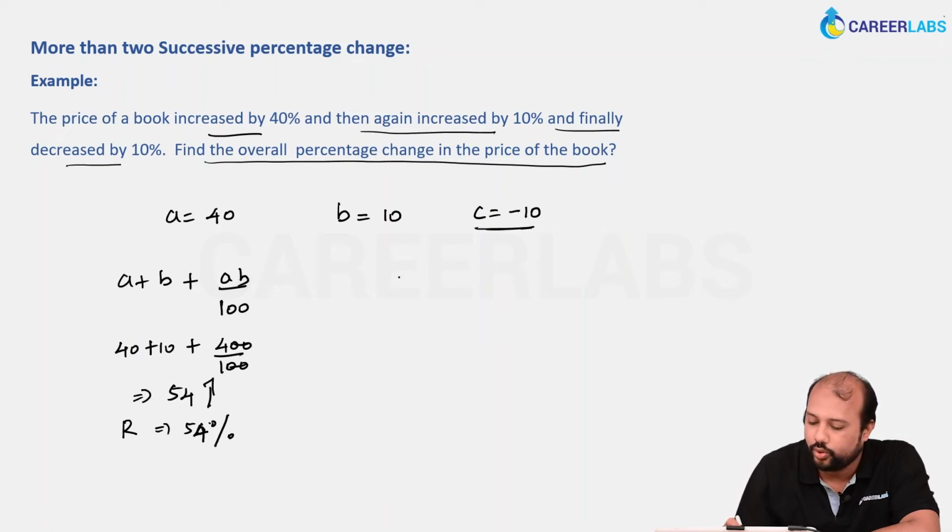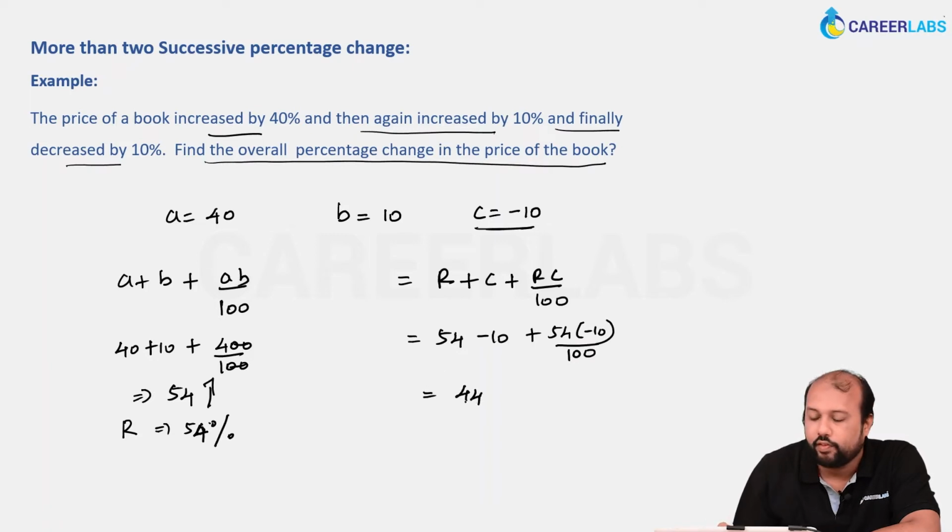So what do you do to find the overall percentage? Whatever this R with the C, you will do the same calculation, the same formula: R plus C plus R into C by 100. So what is your R? R is 54. C is minus 10. R into C, 54 into minus 10 by 100. So 54 minus 10 is 44. 54 into minus 10, of course, minus 5.4, right? Minus 5.4 you will write.